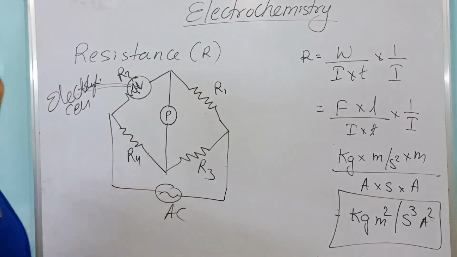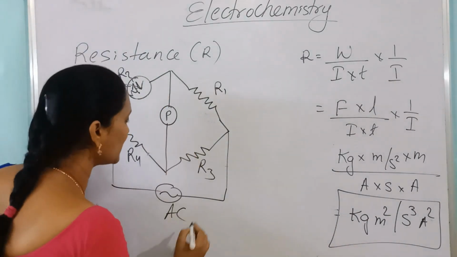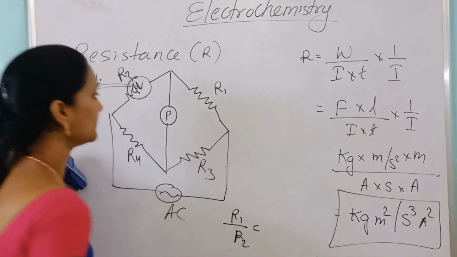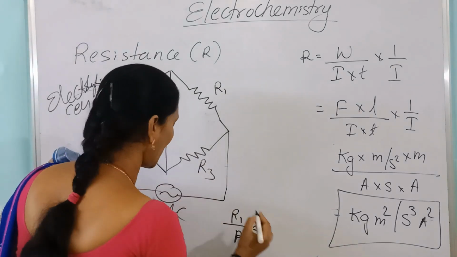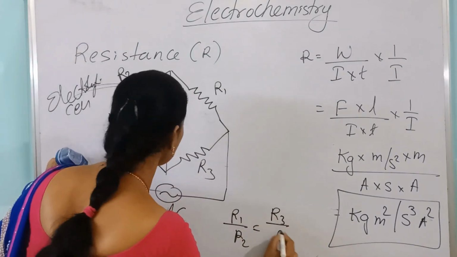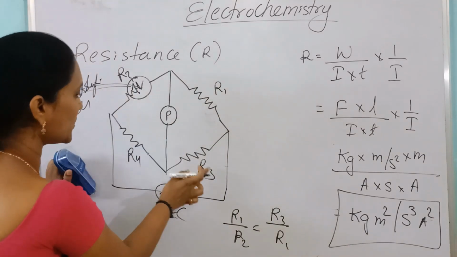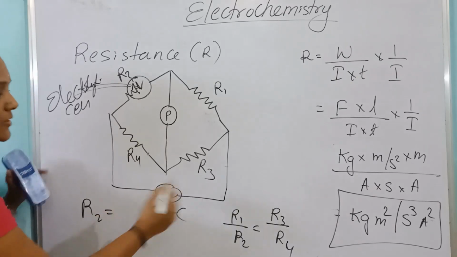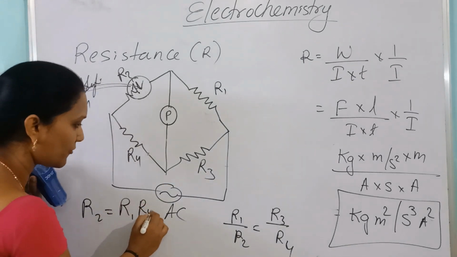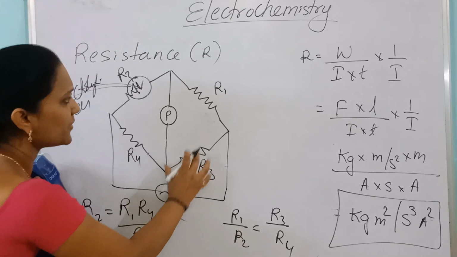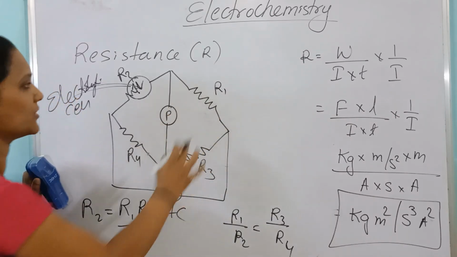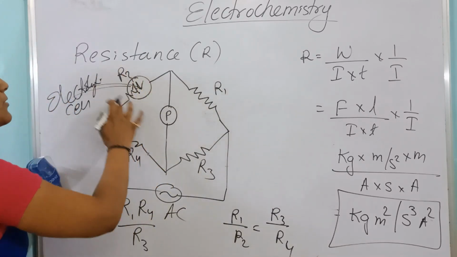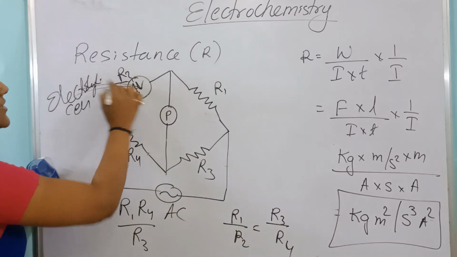Then it is the null point. When it becomes the null point, what is that? R1 by R2 is equal to R3 by R4. Yes or no? Now R2 is equal to R1 R4 by R3. On this we are only adjusting, so R1, R3, R4 are known, and this one is the only unknown. That electrolytic cell resistance we can find.